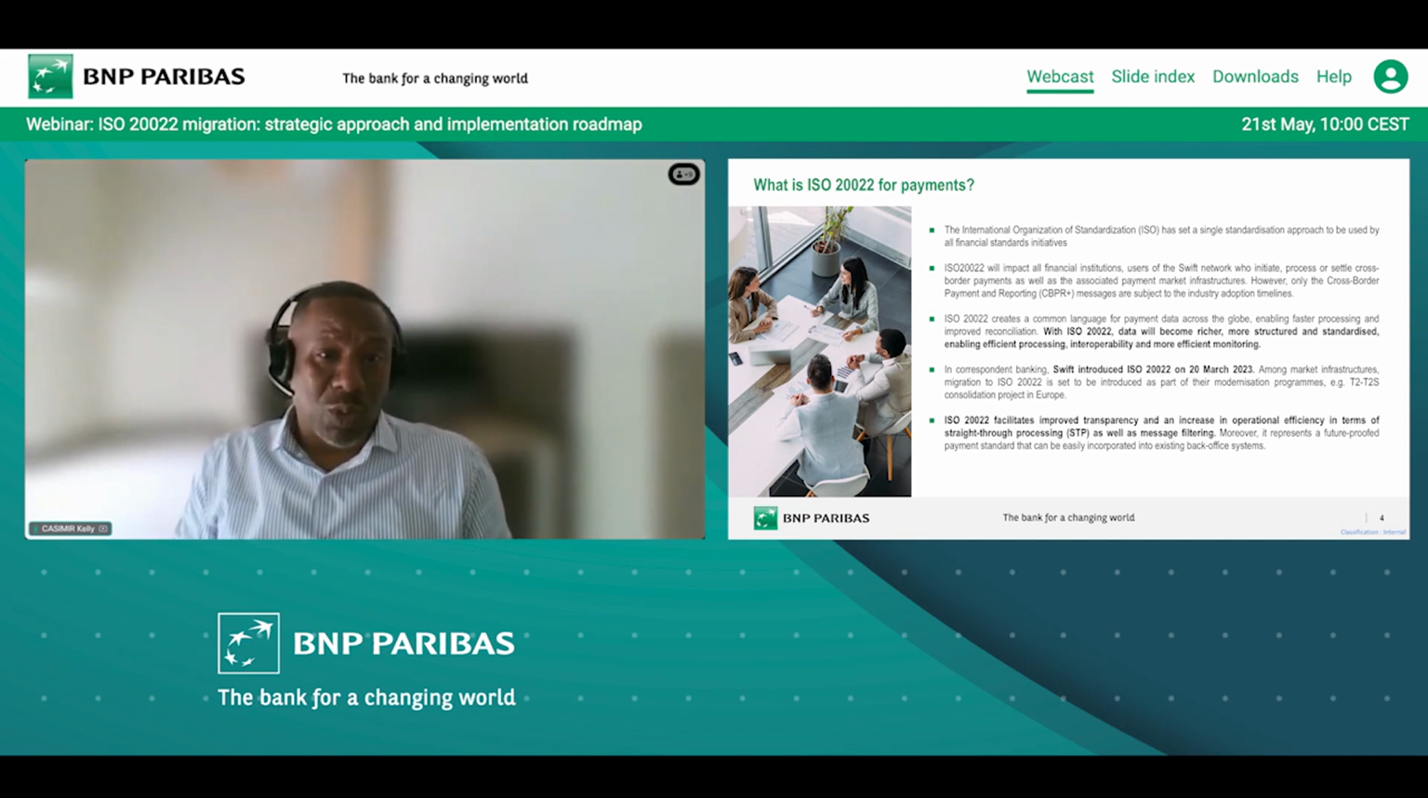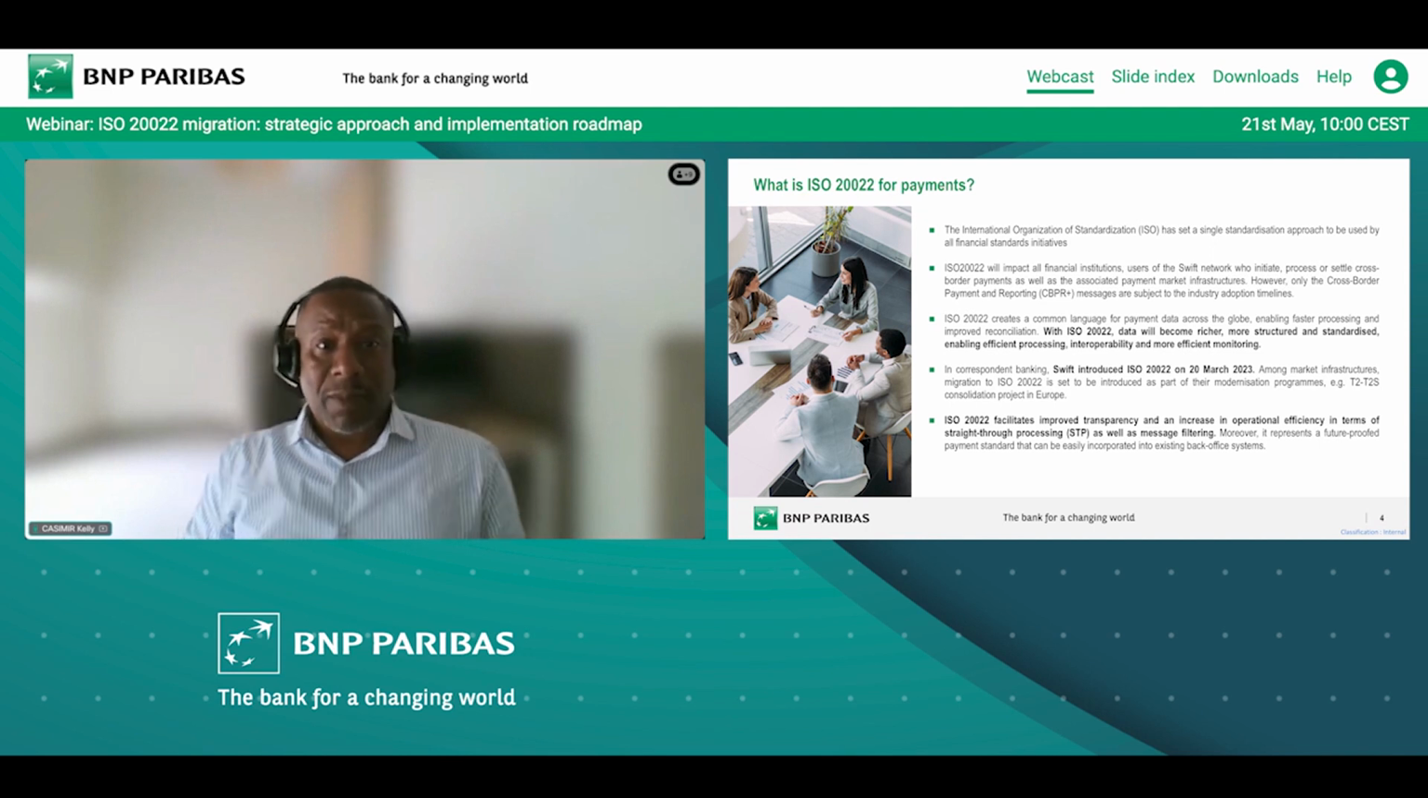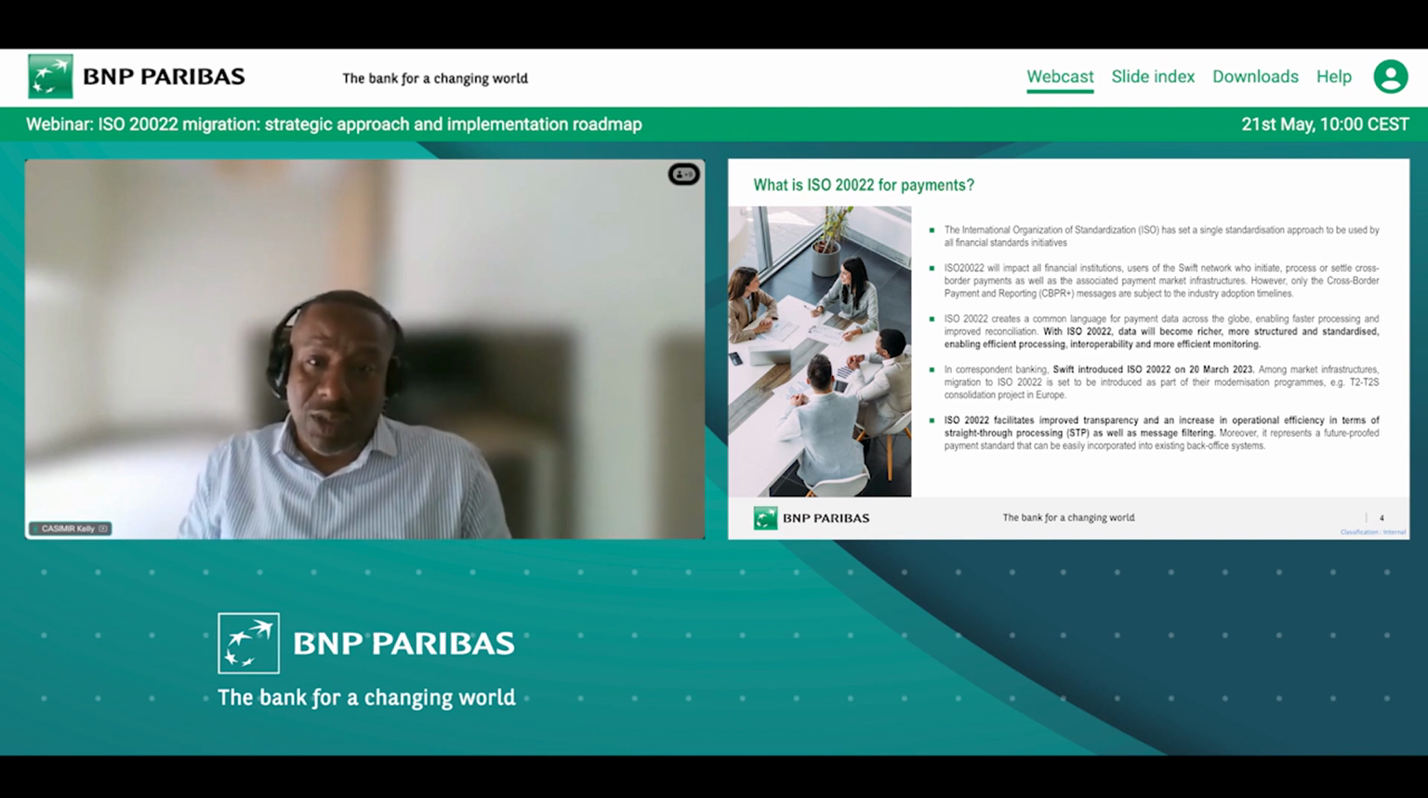I would like to start with a quick overview of ISO 20022 migration and what is CBPR Plus. What is CBPR Plus exactly? As you may know, the financial industry is currently undergoing a major transformation with the adoption of ISO 20022 as a new global messaging standard for cross-border payment. This shift aims to enhance interoperability between institutions and significantly improve the quality and structure of payment data.